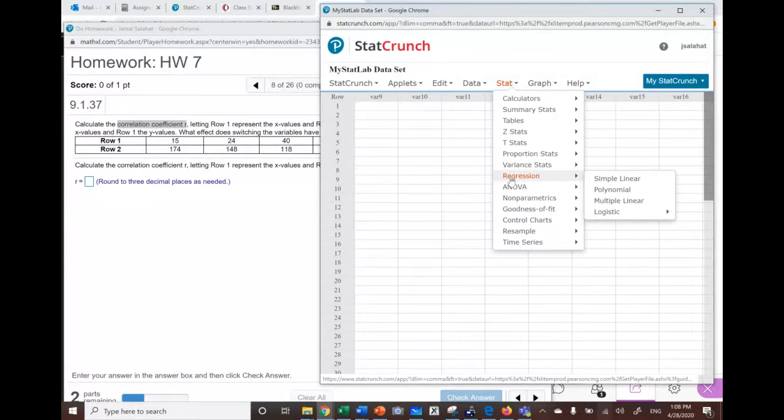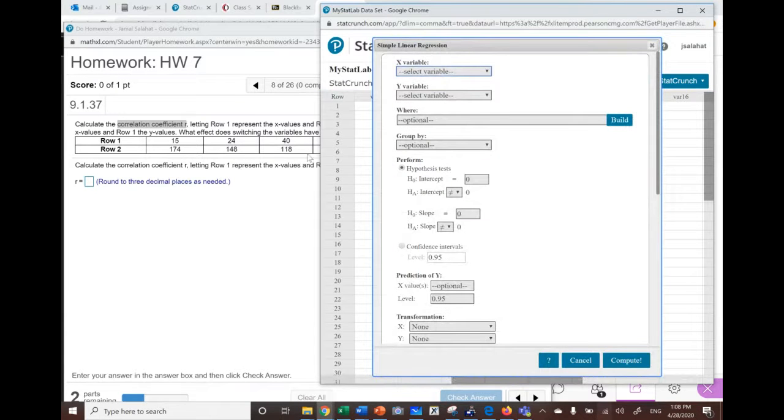In all of this chapter 9, it is regression questions. So we're going to go to regression and simple linear. And again, we need to pay attention here because they say let row 1 represent the X. So when you go to the X, you pick row 1. And let the Y represent row 2. That is what they are telling us to do in this question.